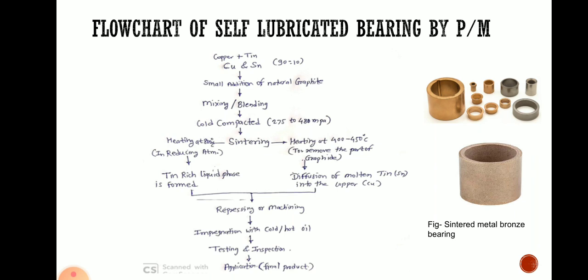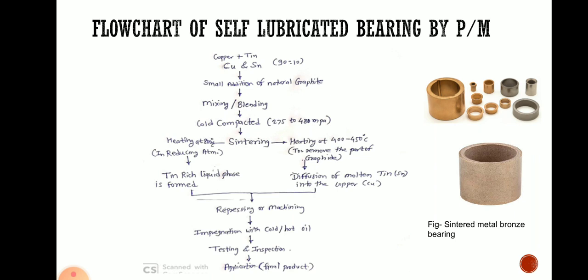Just one small addition, and the detailed flowchart for the self-lubricated bearing by powder metallurgy is as shown in this figure. So firstly, the powder of copper and tin is prepared. So first step is preparation of powder, and here for self-lubricated bearing we are using the powder of copper and tin. The component is produced by making the alloy of copper and tin. So copper and tin in proportion 90:10, as well as a small amount of natural graphite is added, and then in second step those are mixed together thoroughly. In third step, they are cold compacted at the pressure 275 to 480 megapascal.